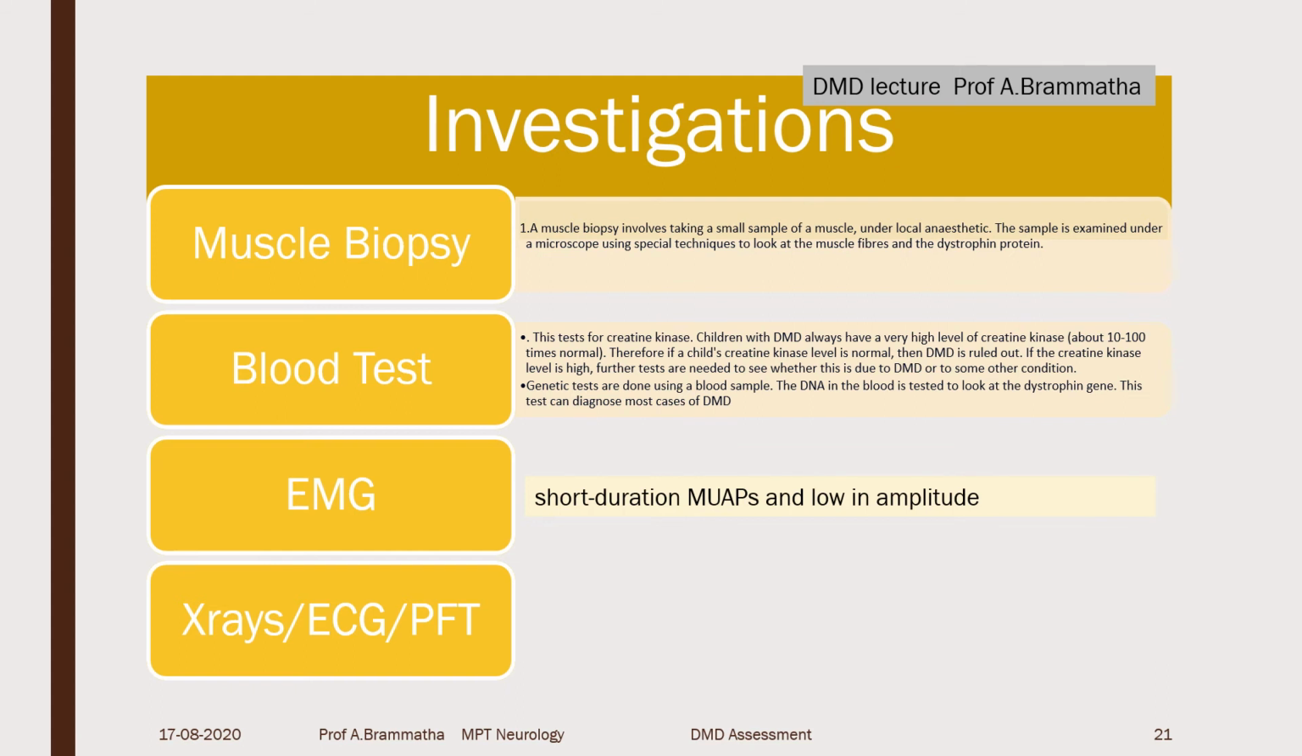Why is that? Since this enzyme has to be present within the muscle, but because of the degeneration which is happening in the muscle, the enzymes will be leaked out, and it will be in the blood, which is a sign of degeneration. So that's a very important test.